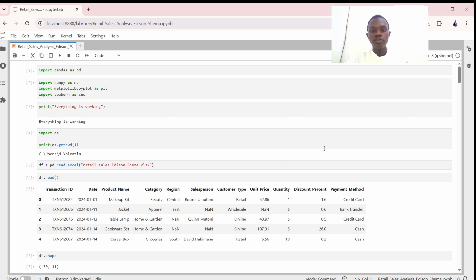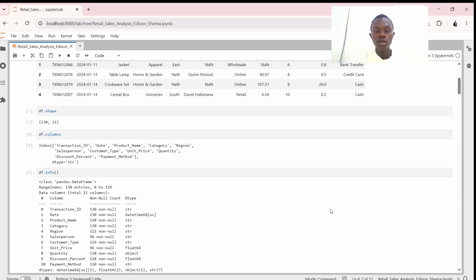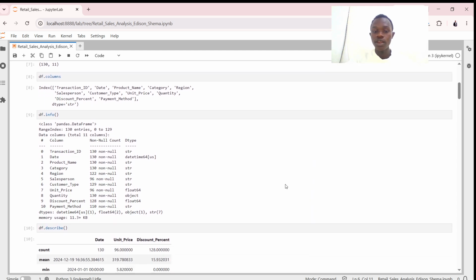The first stage of my work was to understand the structure and the quality of the dataset. I started by loading the dataset, as you can see, and examining the first rows to understand the available variables, including product information, sales values, customer details, payment methods, and other transaction information. I also used the info summary to check the column data types and identify possible issues that could affect the analysis. I continued with the data cleaning process.